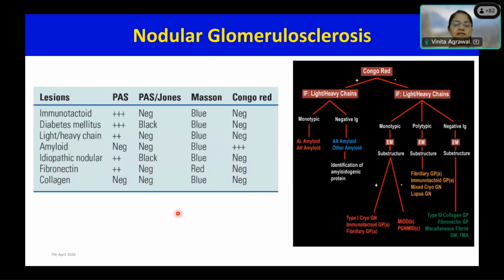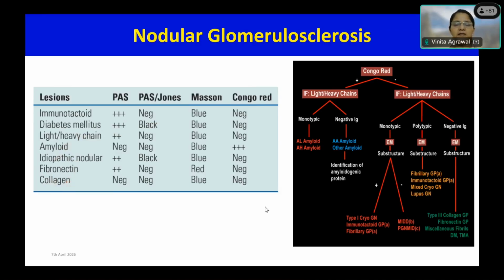But there are a large number of conditions which can present with deposits. Apart from these, one is immunotactoid glomerulopathy, and diabetes. What will happen in diabetes? It will also show this type of deposit, but it will be black on silver stain and more PAS positive. As I told you, when there is matrix deposition, it is PAS positive. In diabetes, the mesangial matrix is increased, so it is beautifully PAS positive and black on silver stain. You can also have fibronectin, collagen, and one more which is not in the list, fibrillary glomerulopathy.